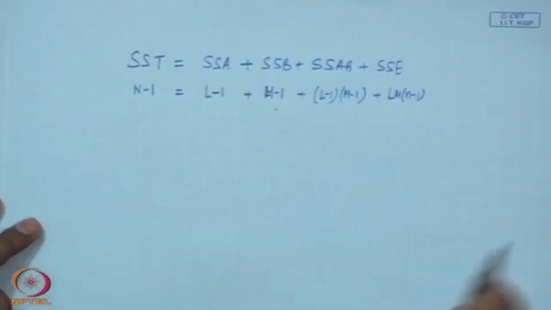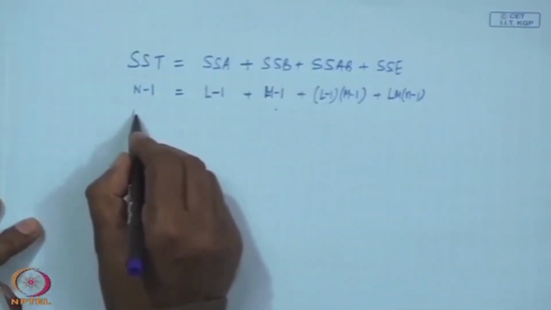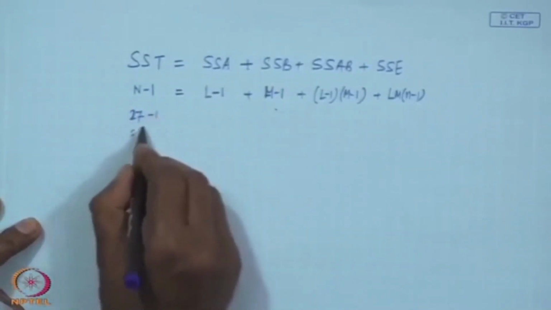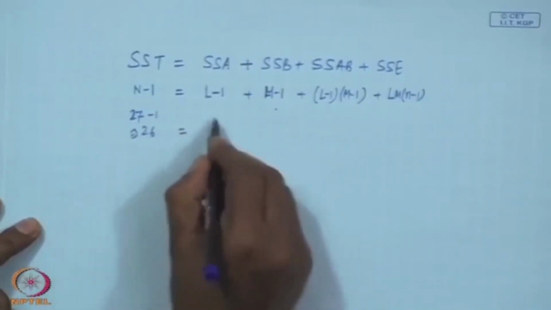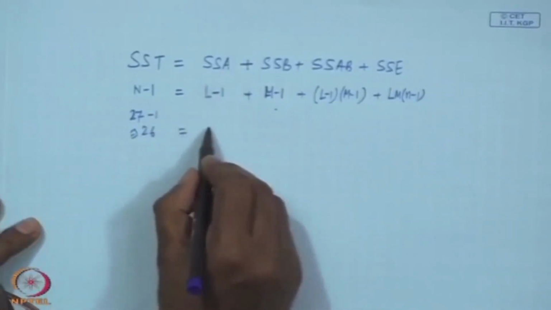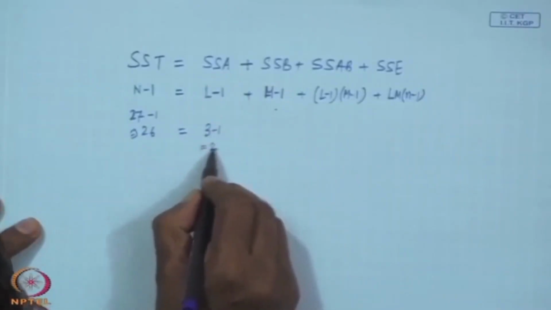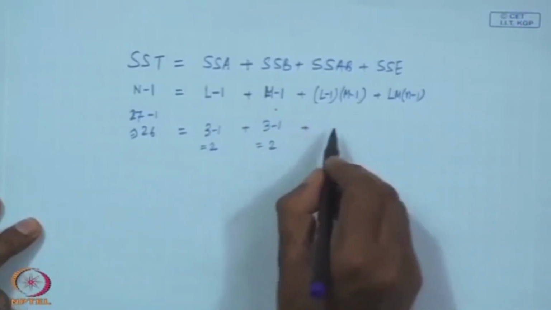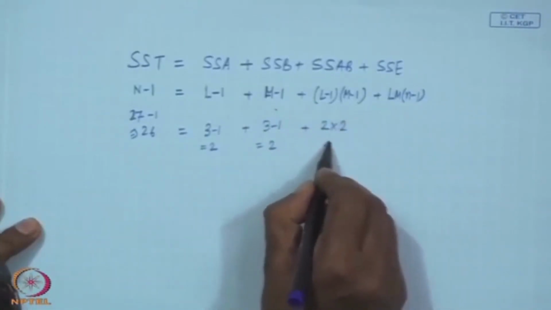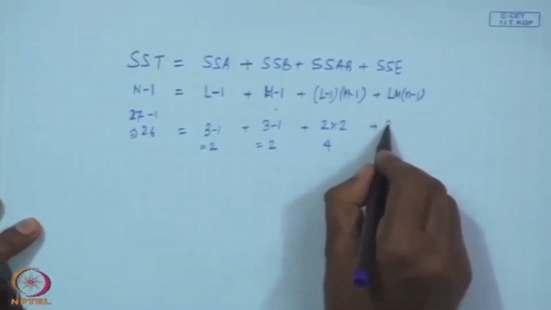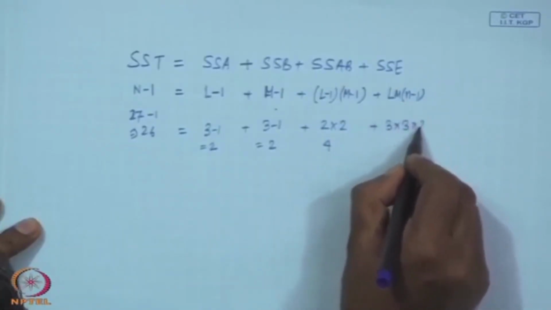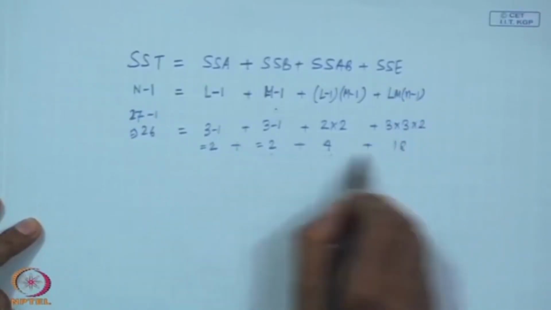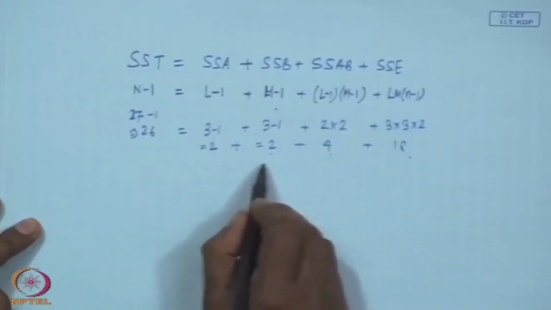Ultimately, for the example given, there are total 27 observations minus 1, so that is 26. This equals 3 departments, so 3 minus 1 equal to 2, plus 3 age groups, that is also 2, plus 2 cross 2, that is 4, and the rest will be L is 3 into 3 into 2, that is 18. So if you add 2 plus 2 plus 4 plus 18, that leads to 26.